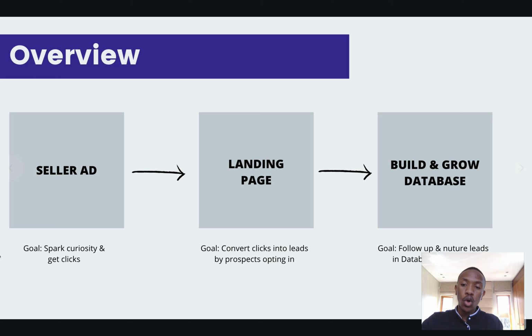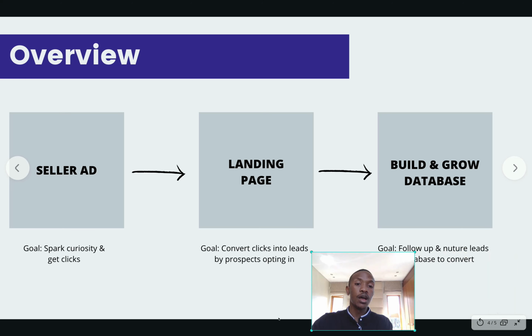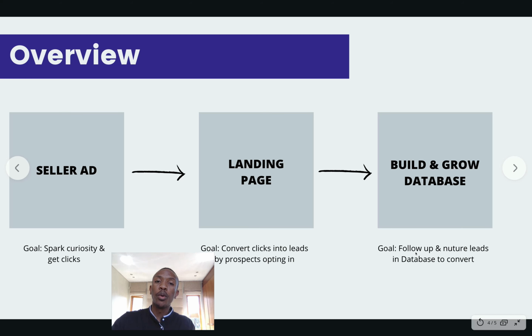So the whole goal here is to spark curiosity and get more clicks through the seller ad. And then once we get onto the landing page, the goal is to convert those clicks into leads by getting the prospects to opt in. That is the whole purpose, right? We only have one goal in mind when it comes to the landing page, and the same applies to the seller ad. The seller ad is to get them to click to get onto the landing page, and then the landing page converts those clicks into leads by the prospects giving us the information. And then the main goal would be building and growing your database.